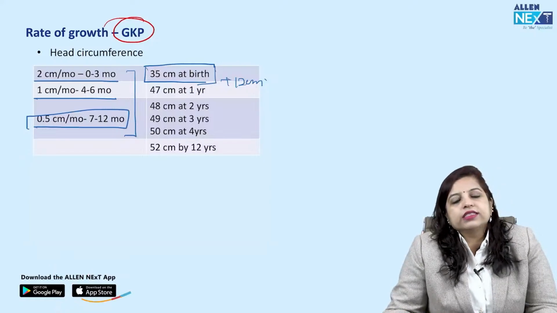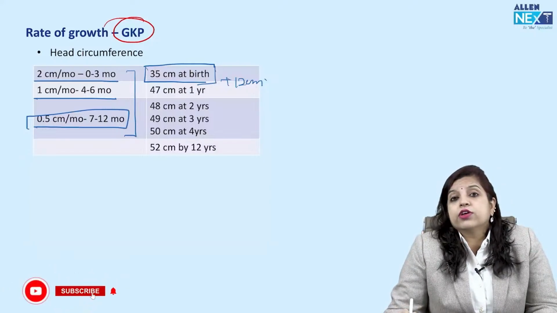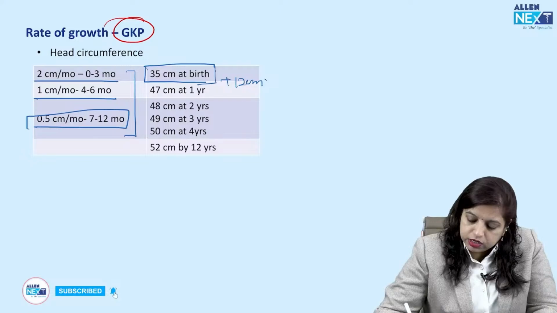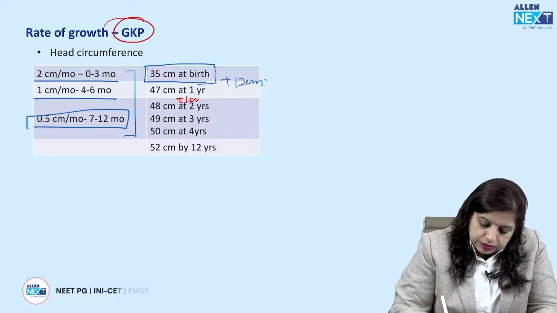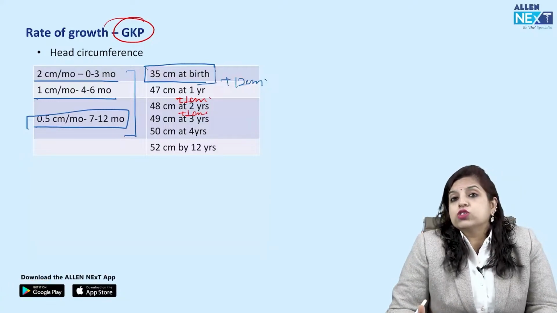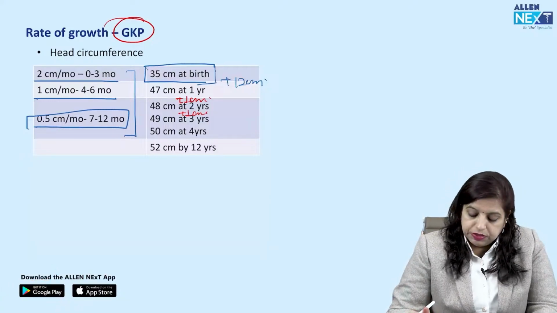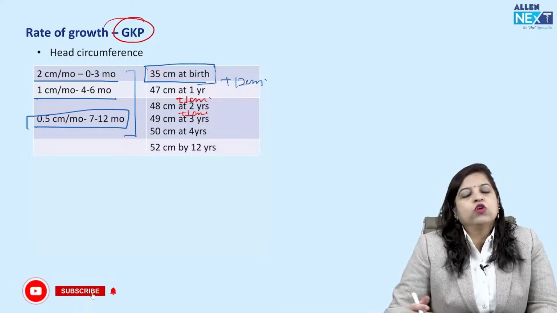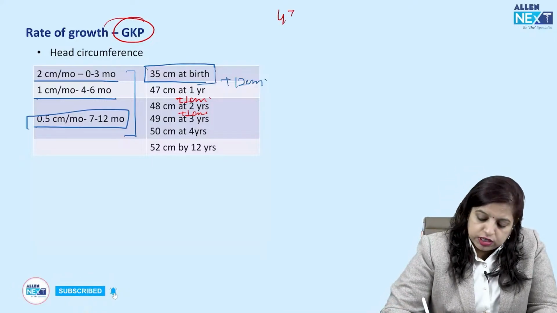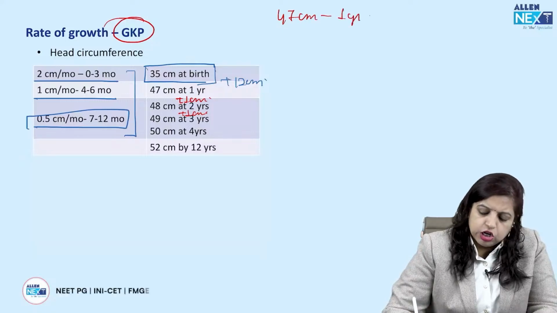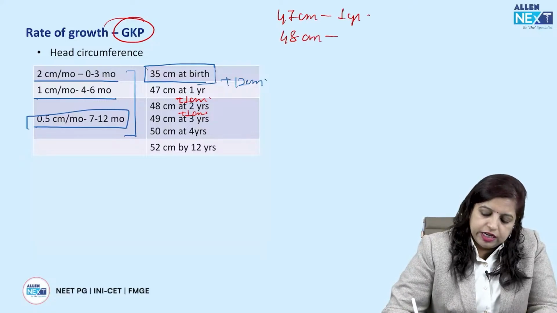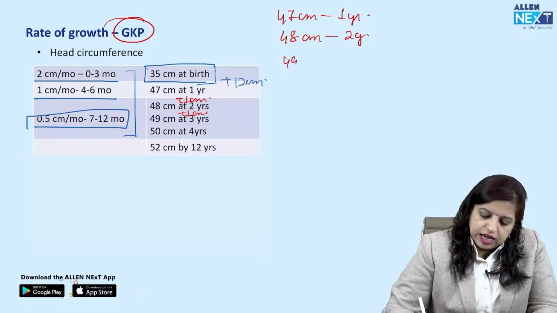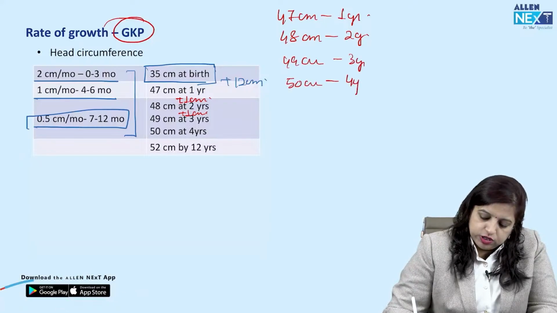Then in the next year of life, you will be amazed to know in the second year of life, the gain is only and only plus 1 centimeter. Okay, in the next, let us say in the next 2 years of life, the gain is only 1 centimeter, or in the next 3 years of life, the gain is only and only 1 centimeter. So 47 centimeter at 1 year, you can very coolly write 48 at 2 years, 49 at 3 years, and 50 centimeters at 4 years, right?